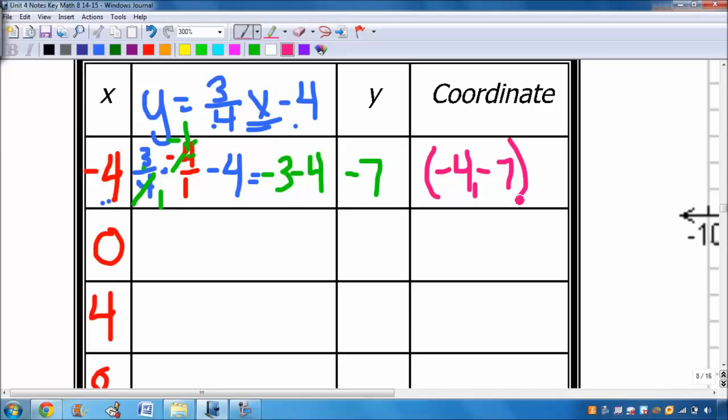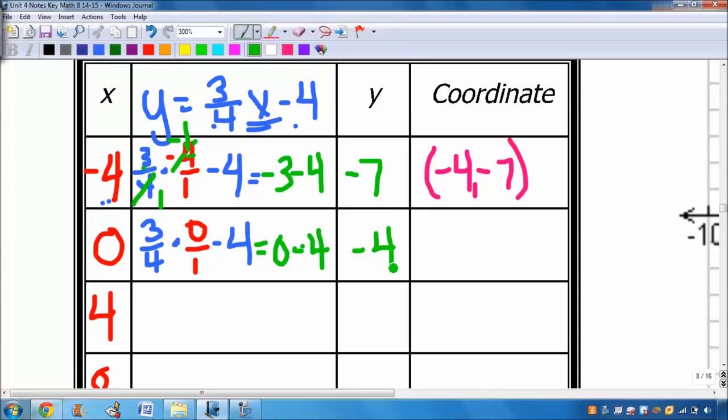Okay? Let's do the next one together, so that way you can understand what it is that we're doing. All right? So here you get 3/4 times 0. This time I have 0/1, right? -4. But here's the thing, you guys. Anything times 0, no matter what it is, will always give you 0. So this is nice and easy. I just get 0 minus 4, which is -4. So that means that my coordinate would have to be 0, -4.